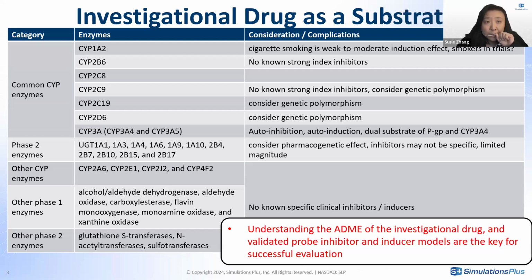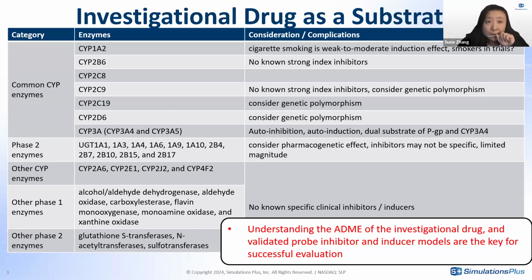So first is to evaluate the investigational drug as a substrate. In general, it is more complicated to evaluate the drug as a substrate, as you need to understand how the drug is being eliminated. Let's look at the enzymes that are covered by the guidance first. I put them into a few categories. So the first one is the common CYP enzymes that you see a lot. For this category, the major enzymes included are CYP1A2, 2B6, 2C8, 2C9, 2C19, 2D6, and 3A. Each enzyme has its own unique properties.